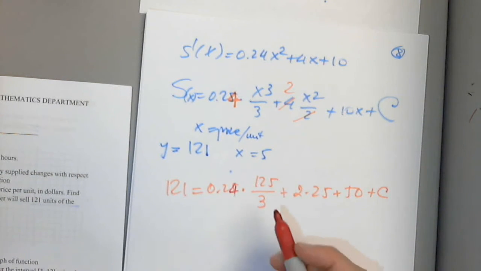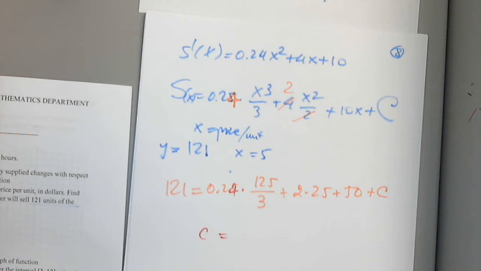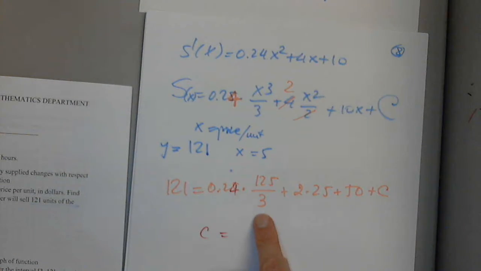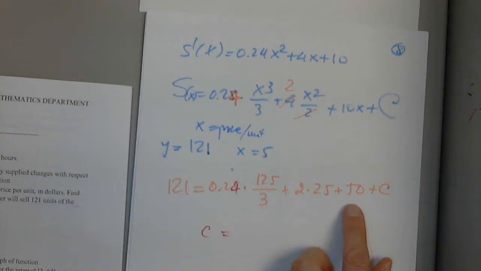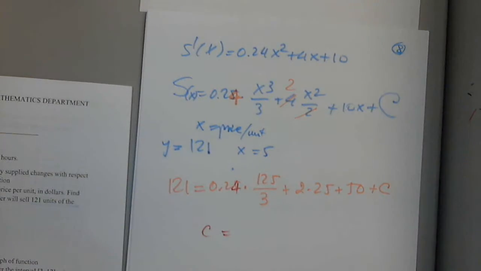It's even better. Okay, so from here, let's find the constant. So I have 121 minus 0.24 times 125 and divided by 3, and then minus 50 minus 100 because they're both, okay, and I get that the constant is 11.